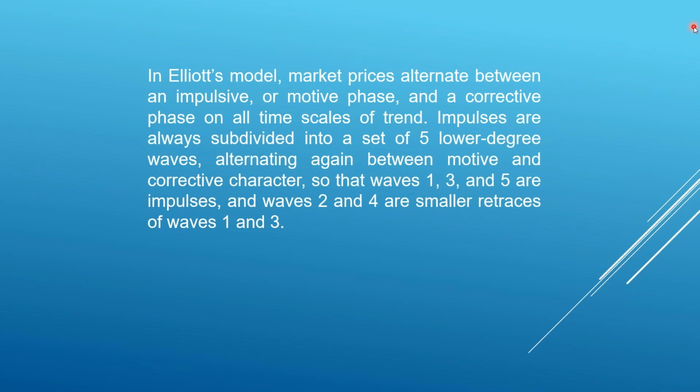So in the Elliott model, market price moves between the impulsive or motive phase and the corrective phase. So in the scale of the trend, the impulses will always be in a set of 5 lower degree waves. So again, between the motive and the corrective waves, 1, 3, and 5 are impulses, and waves 2 and 4 are smaller retraces of waves 1 and 3.